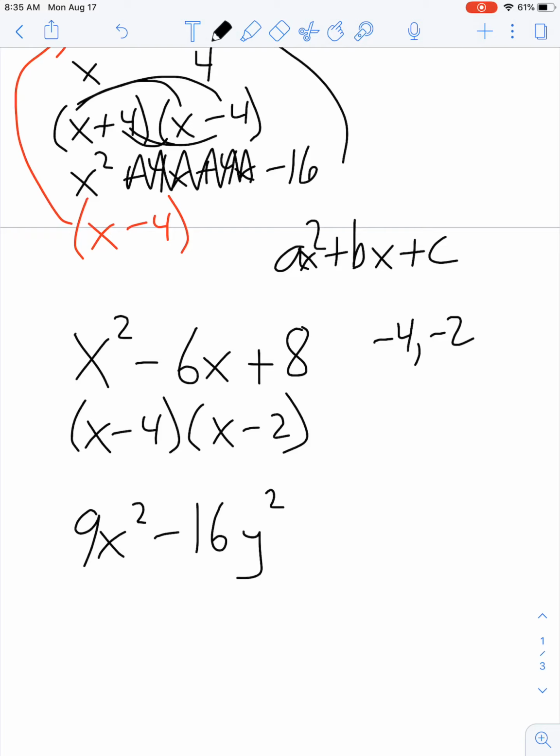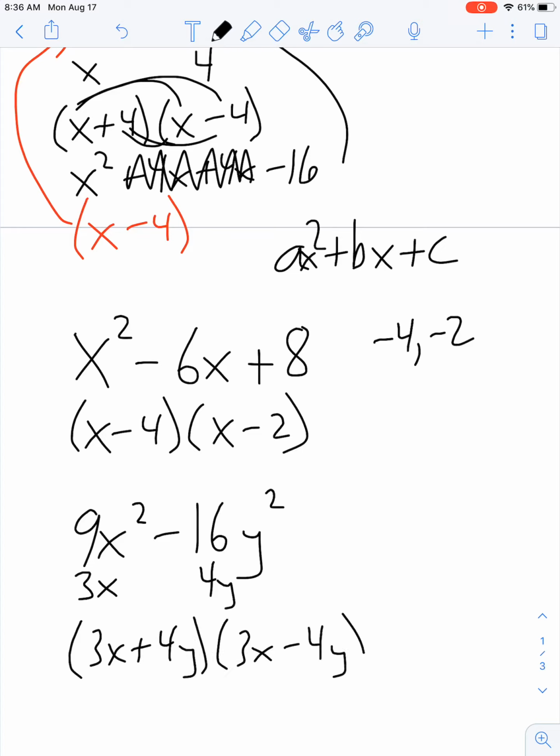It's important to know how to factor, but you also have to know when to do each factoring technique, which we'll talk about next time in more detail. But this is a difference of squares. So I'm going to take the square root of each one of these terms, 3x and 4y. I always write them out. You don't have to, but I like to write them out. And then I'm going to add those and subtract them. So 3x plus 4y and 3x minus 4y.